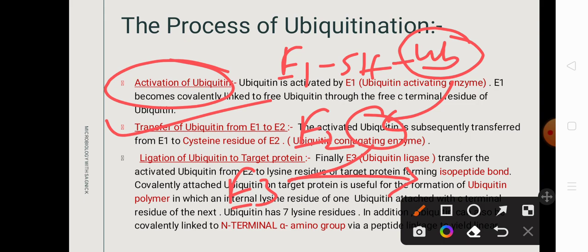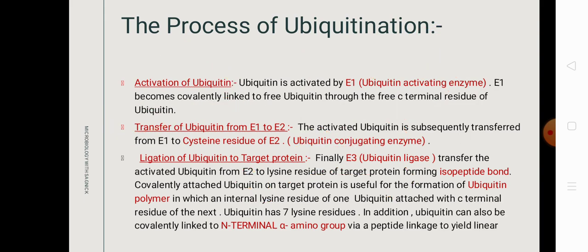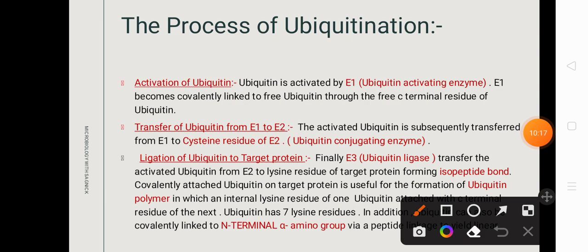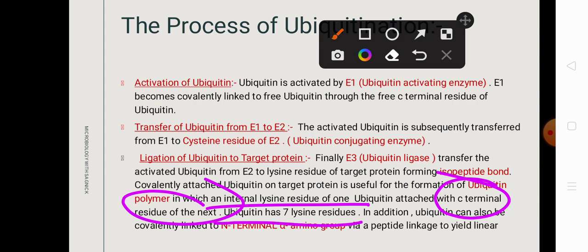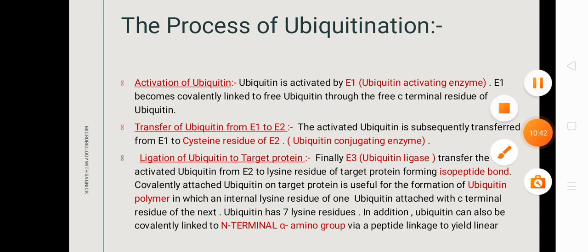Now, once one ubiquitination occurs in the target protein, it will facilitate polyubiquitination, right? Because that particular ubiquitin should have some internal lysine residue which is for now free. It will interact with the C terminal of the next ubiquitin. And interestingly, ubiquitin has 7 lysine residues, so this particular theory is appropriately applicable, right?